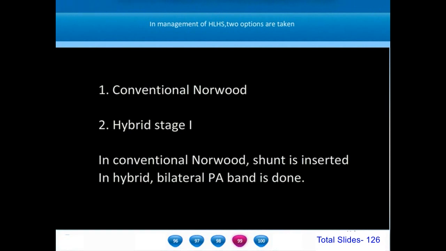To maintain the pulmonary blood flows, a shunt will be inserted from the innominate artery into the right and left pulmonary arteries. Sometimes a Sano shunt is done, which means a shunt will be inserted from the right ventricular anterior wall directly to the pulmonary arteries. In hybrid stage 1 palliation, surgically bilateral PA bands are placed, and this will be followed by a ductal stenting.